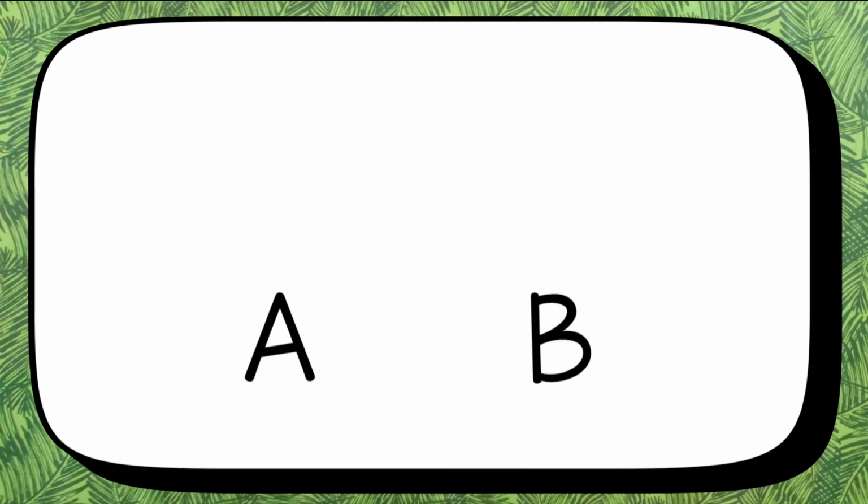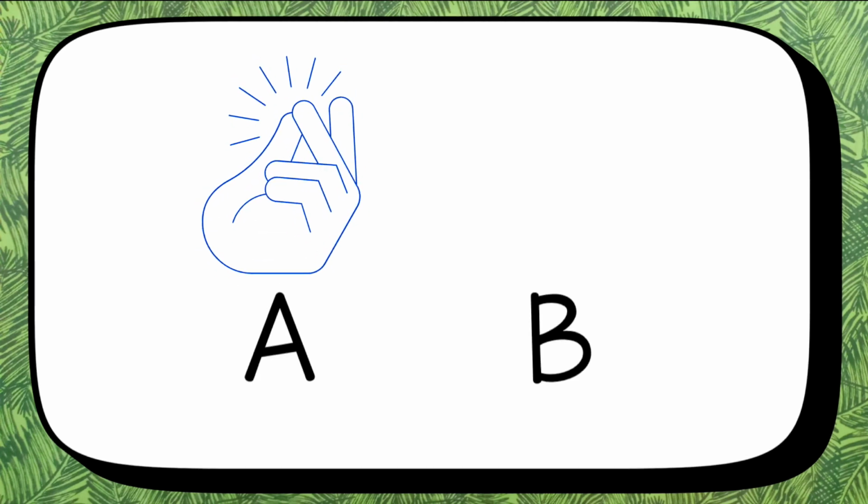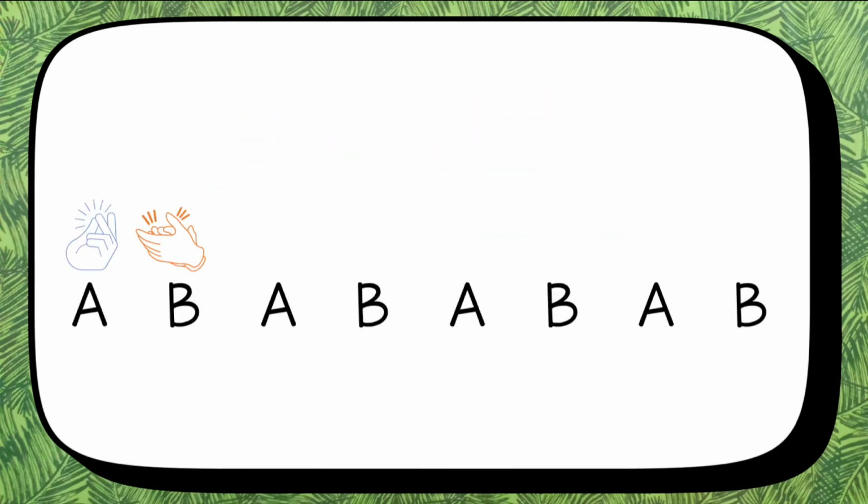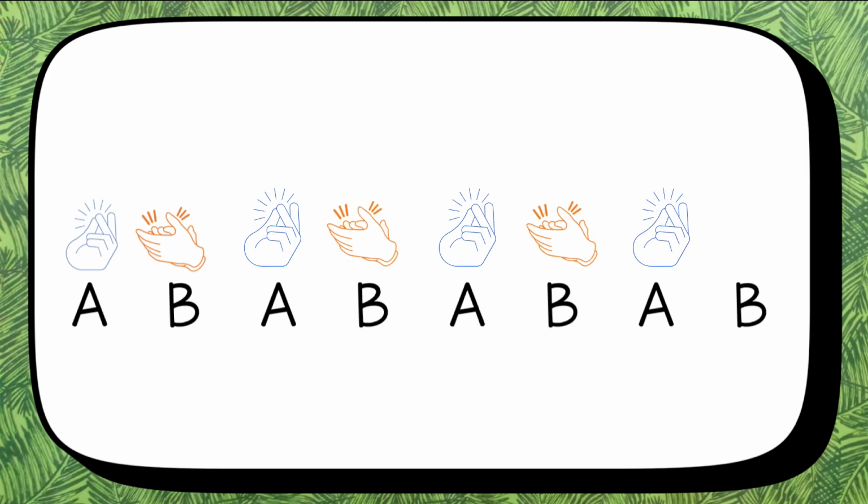That's right. Hey, we just made our first action pattern. Let's record what we just did together. We made an A-B pattern with a click for A and clap for B. Click, clap, click, clap, click and clap.